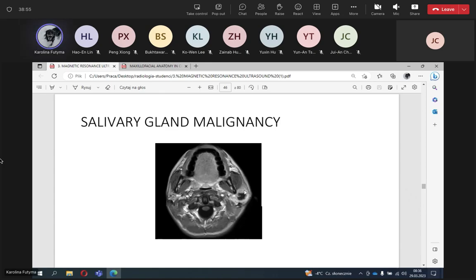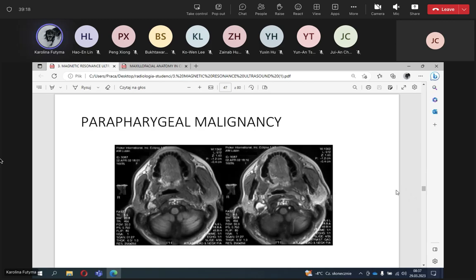So this is really important to look at both sides. If we can see that there is a little bit of asymmetry or something is showing up only on one side, we have to think about it as something pathological. We can, of course, visualize the parapharyngeal malignancy.